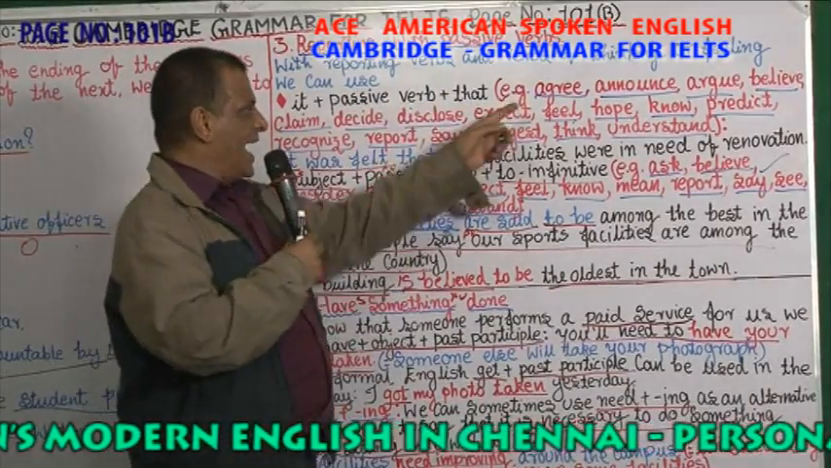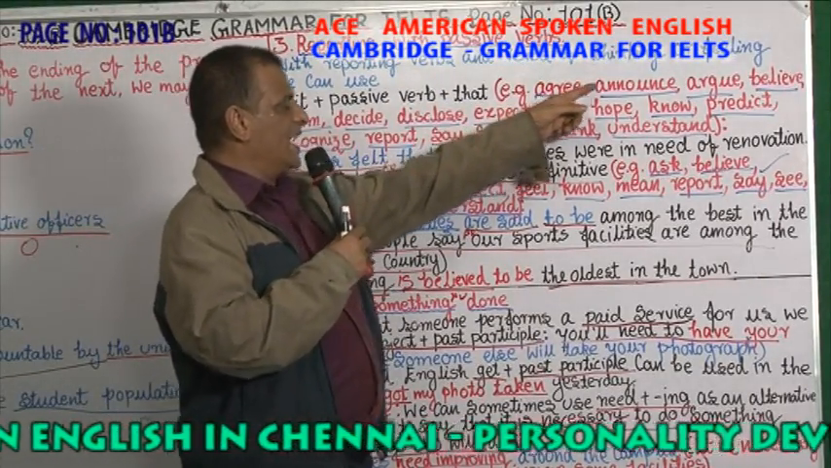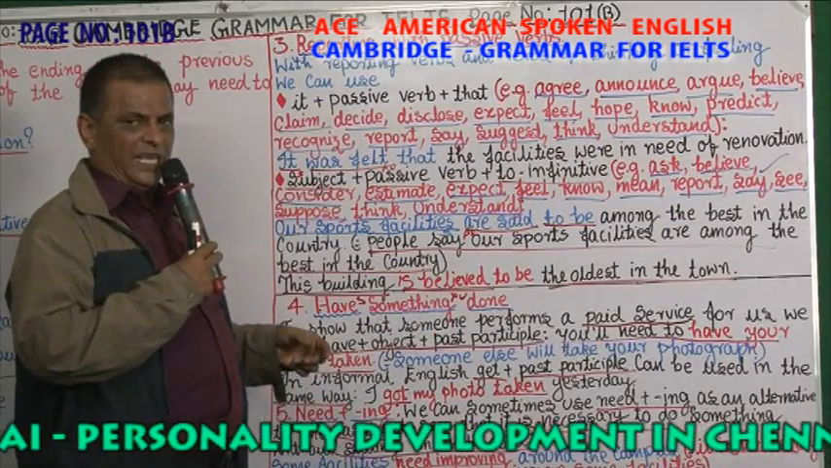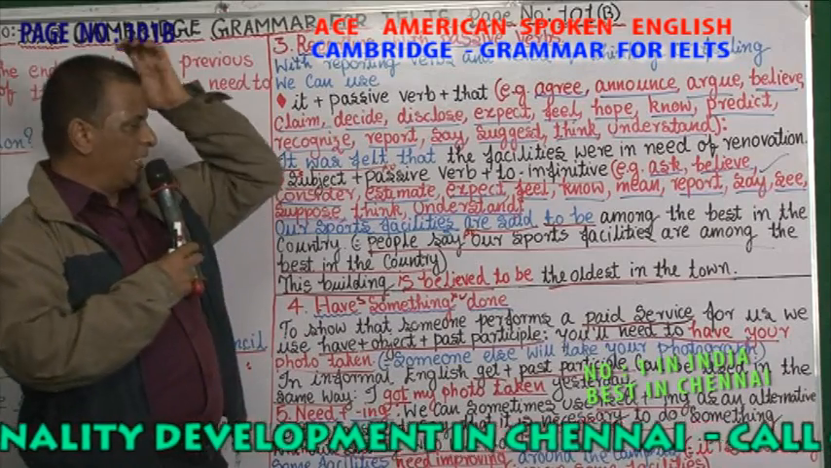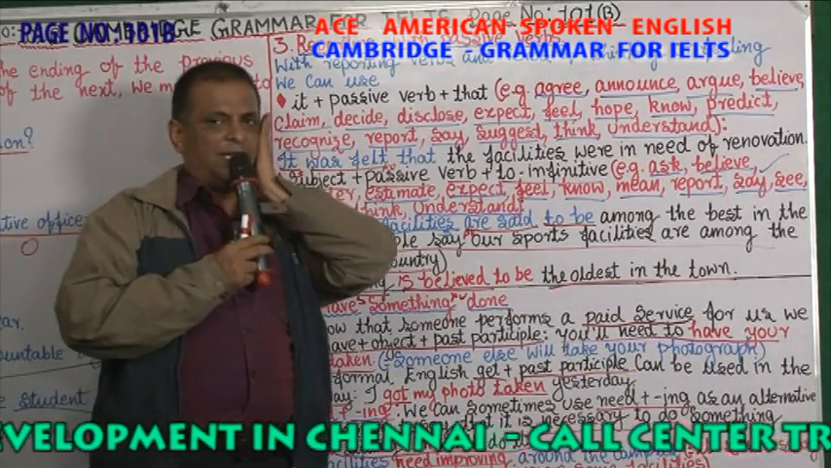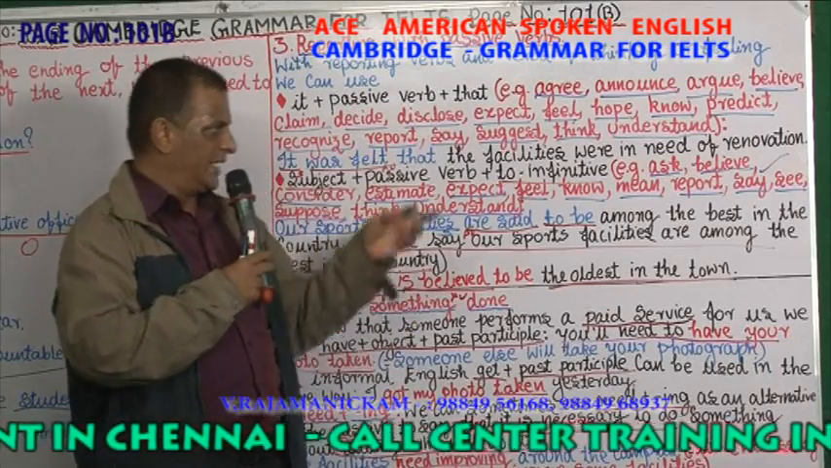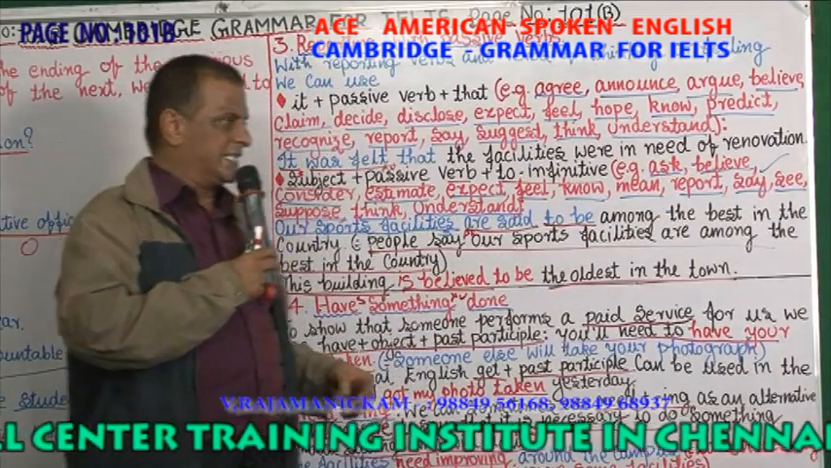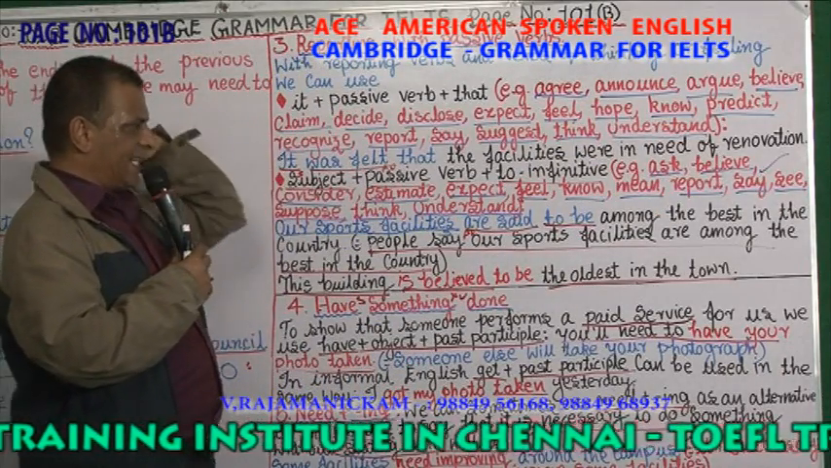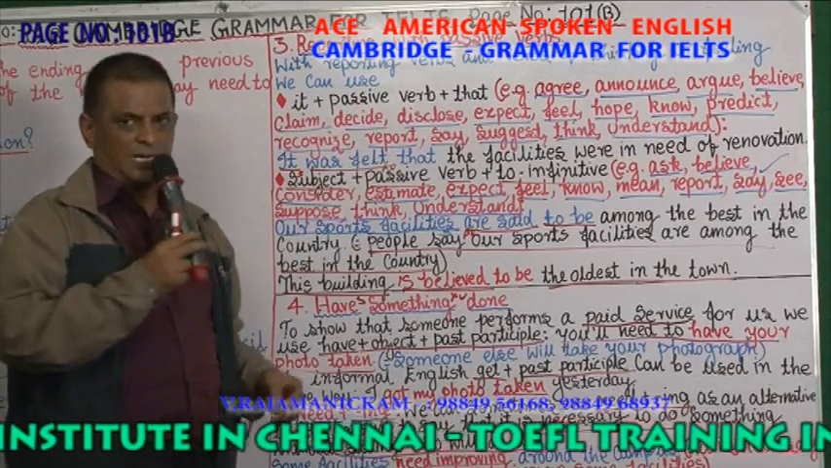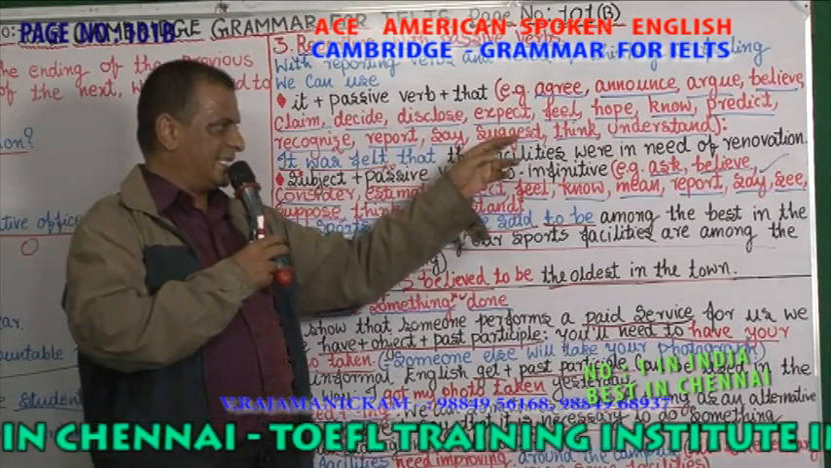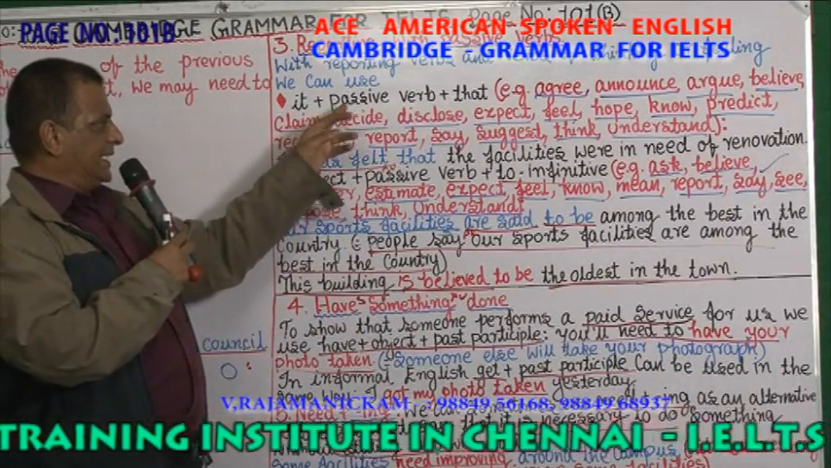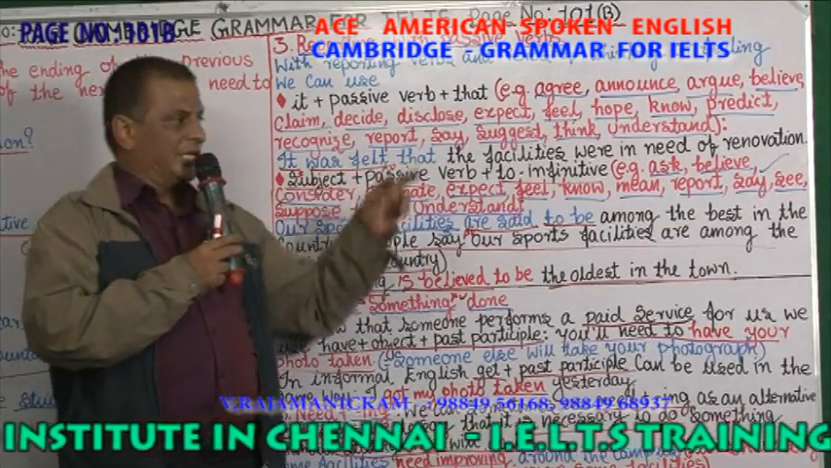that அதாகப்பட்டது. agree ஏற்றுக்கொள்வது, announce அறிவிப்பது, argue விவாதம் செய்வது, believe நம்புவது, claim உண்மை கோருவது, decide தீர்மானிப்பது, disclose விஷயங்களை வெளியே சொல்வது, expect எதிர்பார்ப்பது, feel உணர்வது, hope நம்புவது, know அறிவது, predict கண்டுபிடிப்பது, recognize, report அதை பற்றி சொல்லுவது, say சொல்வது, suggest கருத்து கூறுவது, think நினைப்பது, understand புரிந்து கொள்வது.